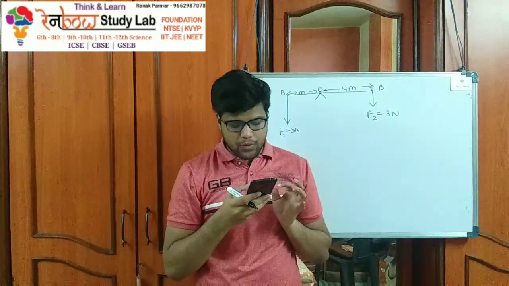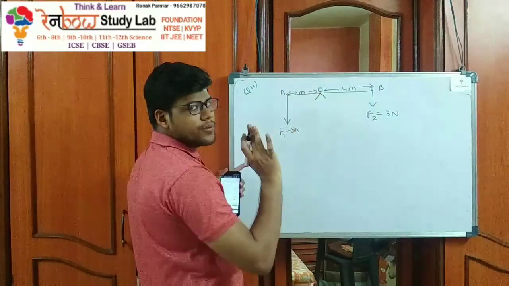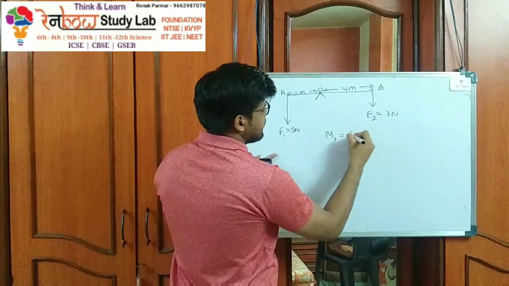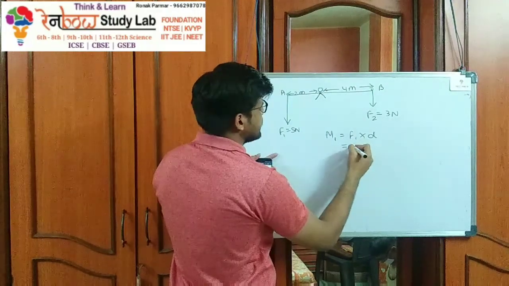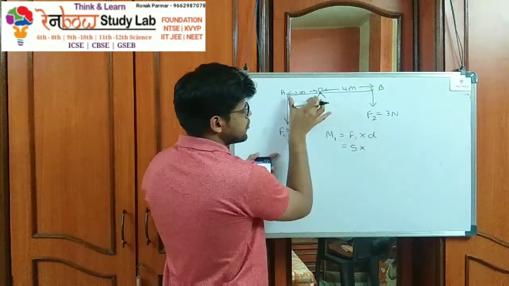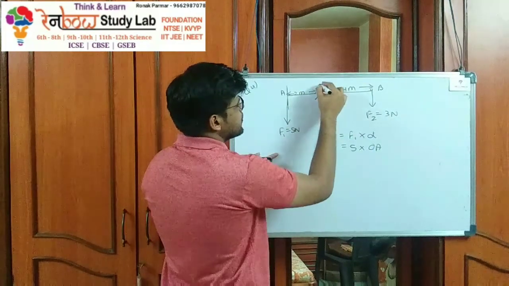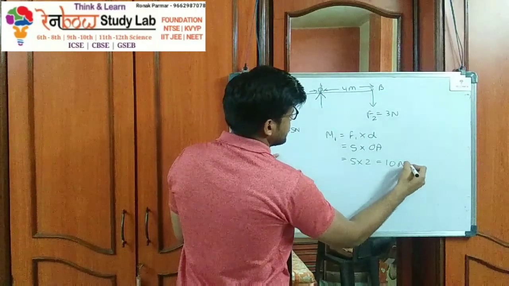What we need to calculate? Moment of F1 about O. Only F1 at O. It's very easy. So moment due to F1 will be F1 into distance OA. F1 is 5 and this distance will be OA. Why OA? Because force is applied at A and the pivot point is O. OA is 2. So it will be 10 Newton meter.